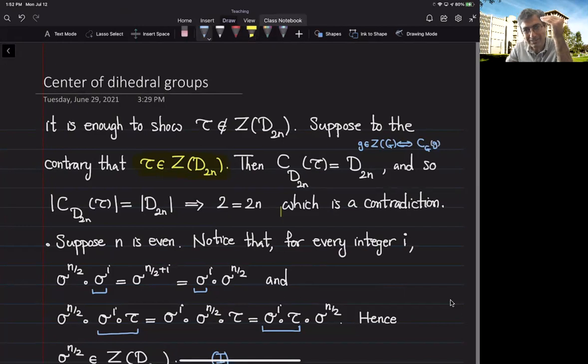G is in the center. It means G should commute with every element inside the group. So every element should be in the centralizer. So that's if and only if.